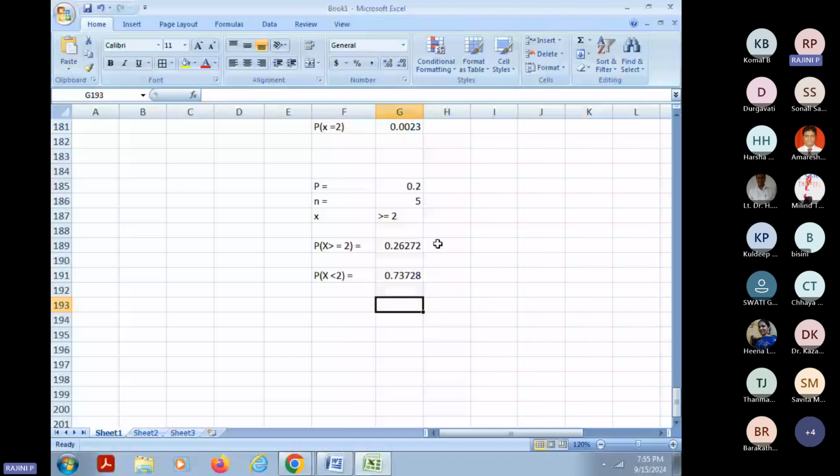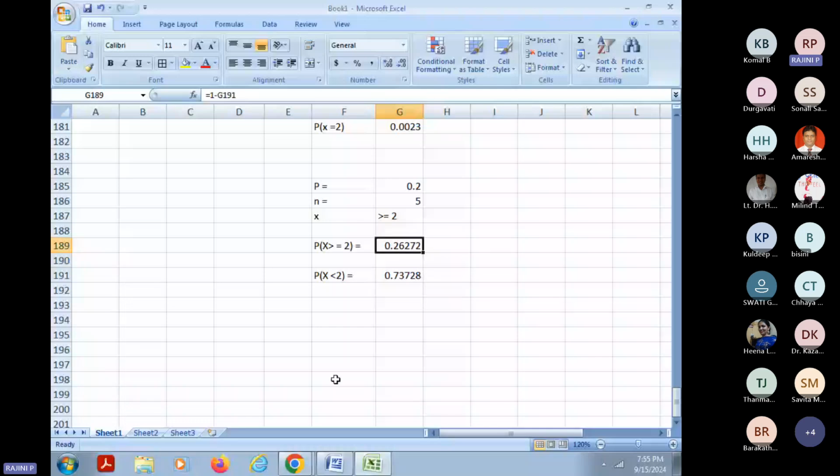I told you, greater than or equal to 2 means 1 minus the probability of the complement. This is A. The probability of A complement is less than 2. Click on this, select this value, enter. Got it, ma'am? Okay.